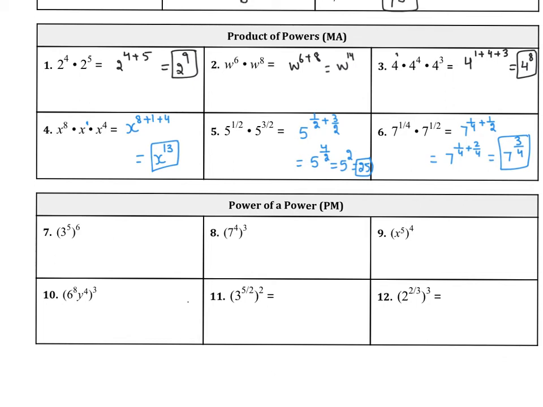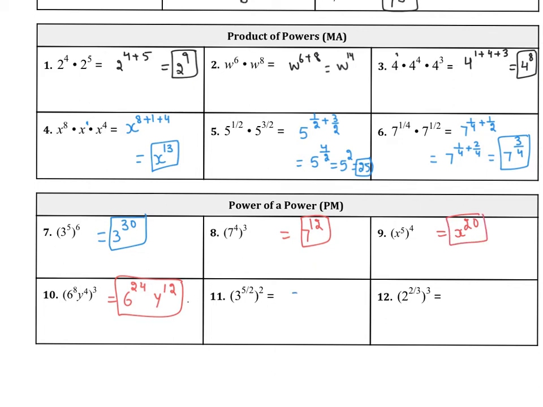Next is when you have power of a power, then you're going to multiply the powers with each other. So that is 3 to the power 30, 7 to the power 12, x to the power 20, and then you're going to distribute the power here. So 6 to the power 24, 8 times 3 is 24, y to the power 12, and that's your answer. So let's box the answer here.